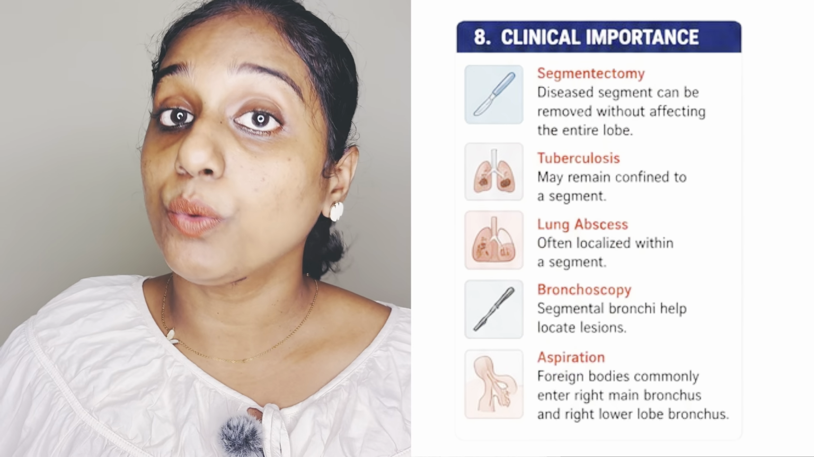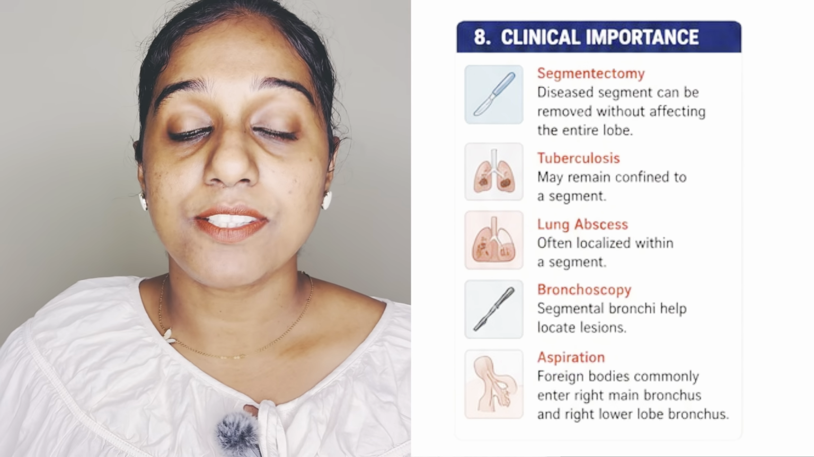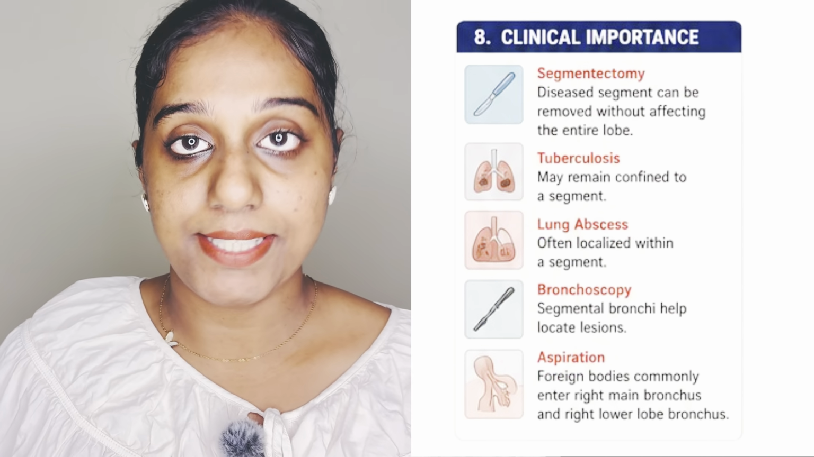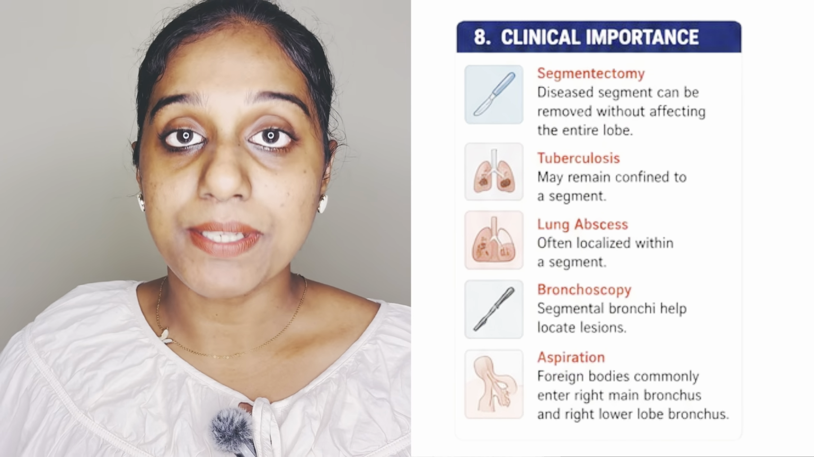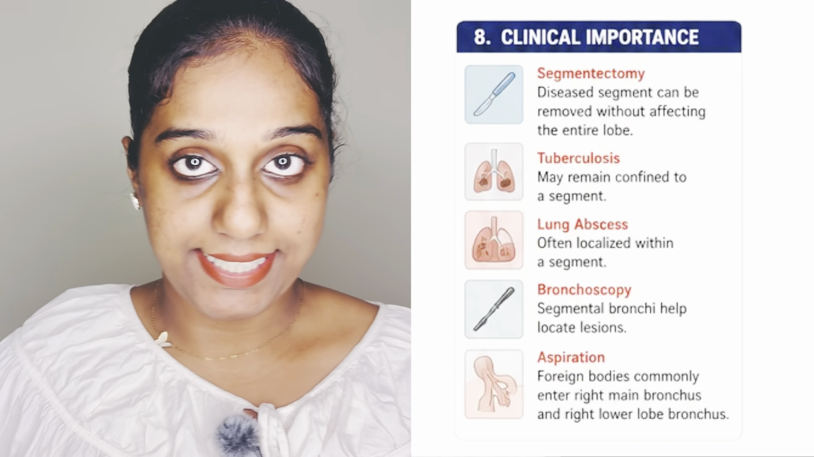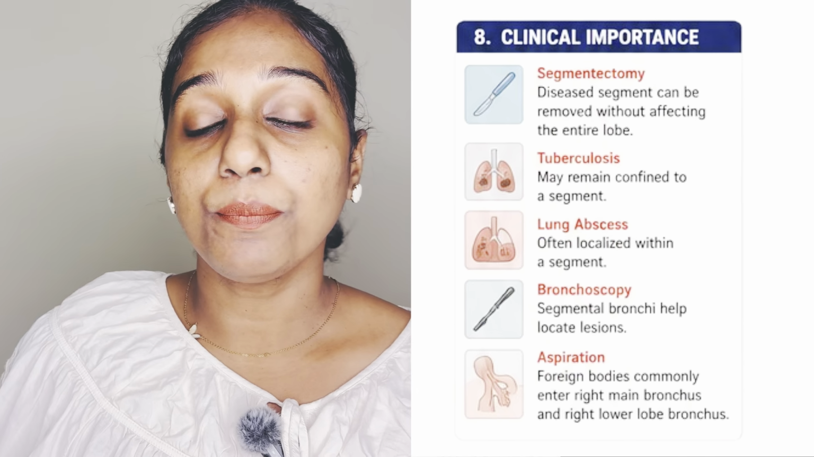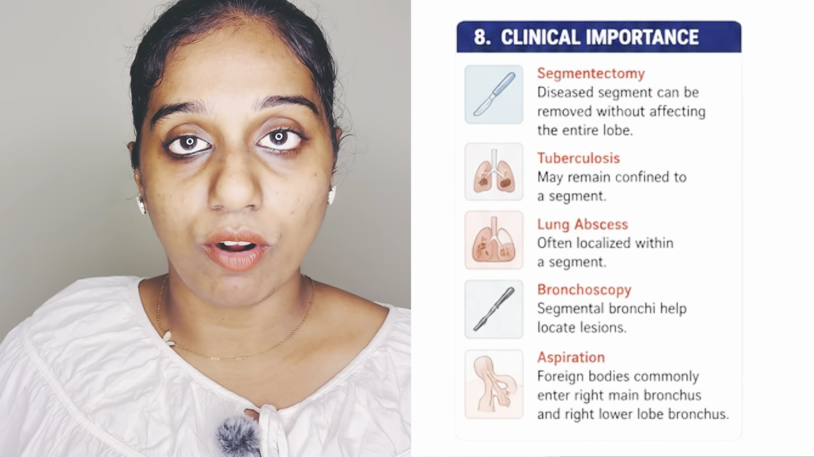The clinical importance of bronchopulmonary segments. The first one is segmentectomy. That is, a diseased segment can be removed without affecting the entire lobe. Another thing is that tuberculosis may be confined to a segment. Lung abscess also may be localized to a segment. In bronchoscopy, these segments help to locate the lesions. In case of aspiration, a foreign body usually enters the right bronchus and also the right lower lobe bronchus.